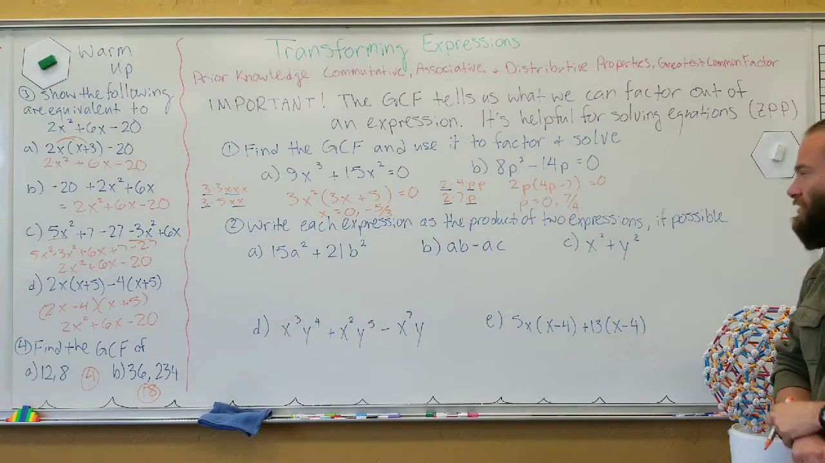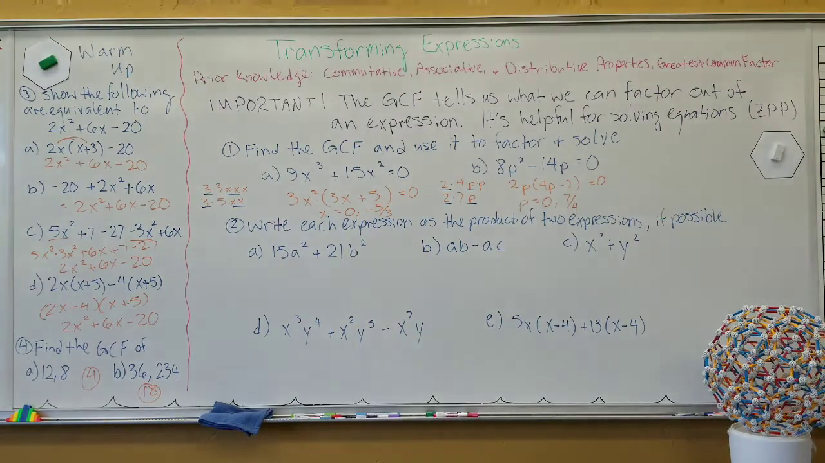That's the easiest way to write it right now. So number 2, write each expression as the product of 2 expressions, if possible. Now when it says if possible, what we're really saying is if the GCF is not just 1, right? Any 2 numbers that are co-prime, if you remember that term, mean that they don't have a common factor except 1.